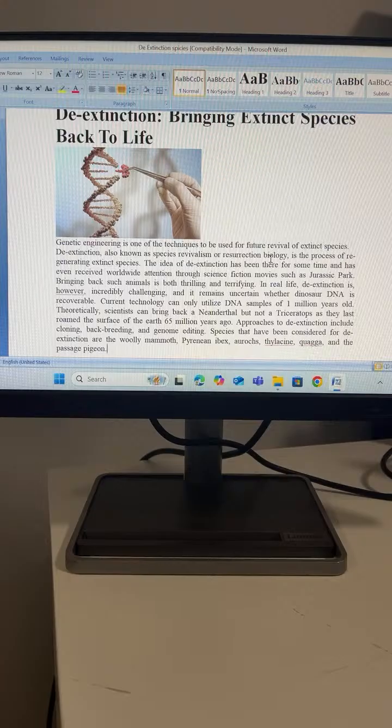Approaches to de-extinction include cloning, backbreeding, and genome editing. Species that have been considered for de-extinction are the woolly mammoth, Pyrenean ibex, aurochs, thylacine, quagga, and the passenger pigeon.